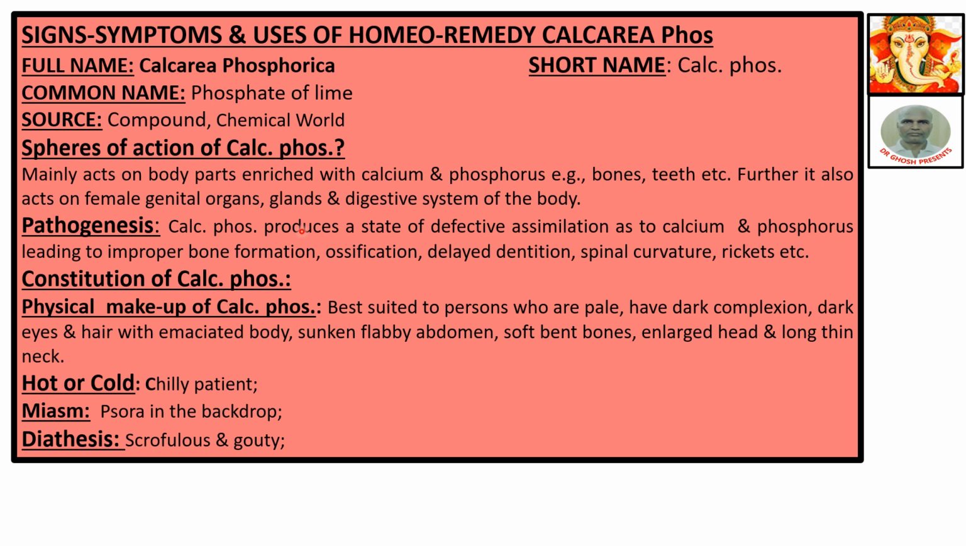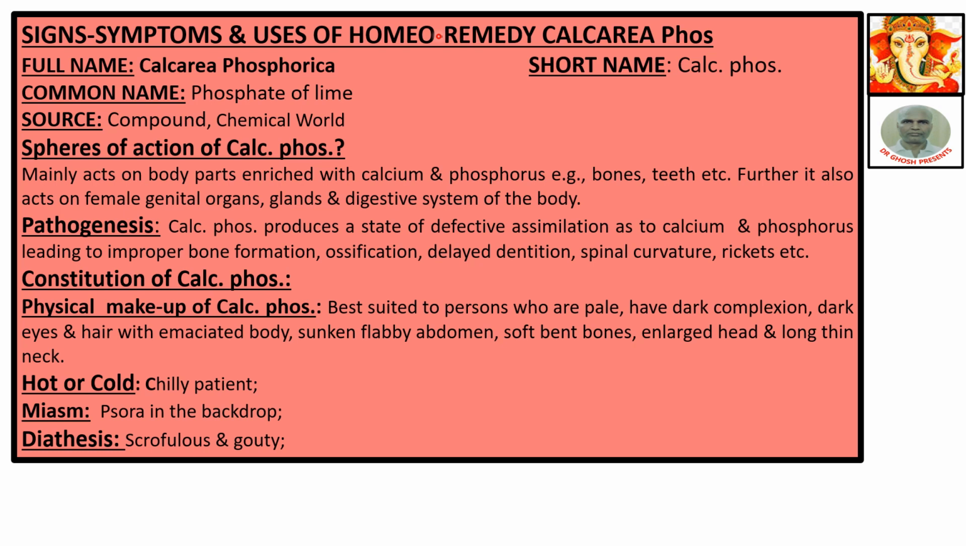Mainly acts on body parts enriched with calcium and phosphate, that is bone, teeth. Further, it also acts on female genital organ, glands, digestive system of the body. Pathogenesis. Calcarea Phos produces a state of defective assimilation as to calcium and phosphorus, leading to improper bone formation, ossification, delayed dentition, spinal curvature and rickets, etc.